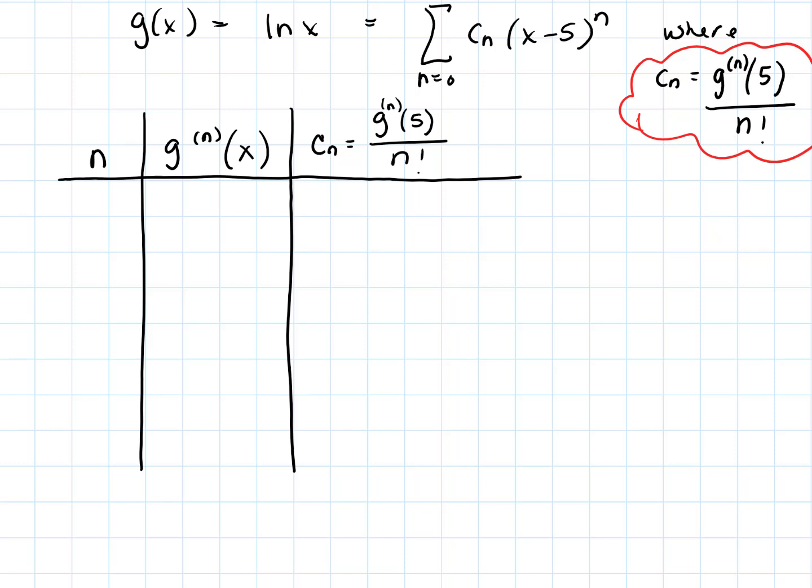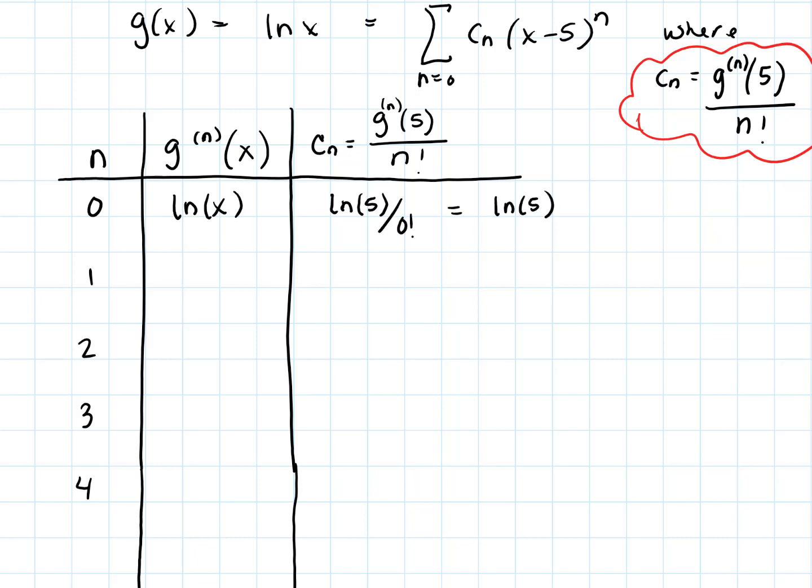Okay, so let's go ahead and take a look at that. How many are we going to need? Possibly 4-ish. We'll see if we need more as we go. So remember, the 0th derivative is itself the function. So that's just the natural log of x. And of course, then that would be the natural log of 5 divided by 0 factorial. But 0 factorial is actually 1. So that's just going to be the natural log of 5.